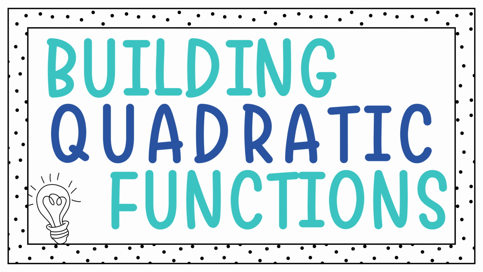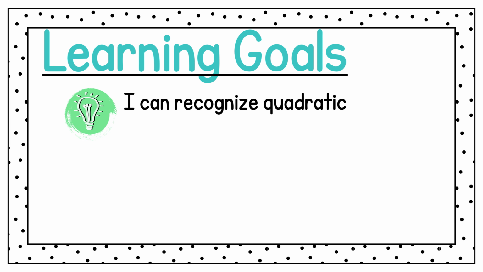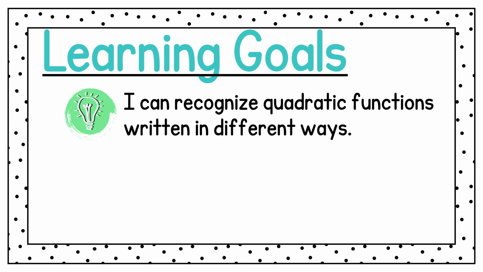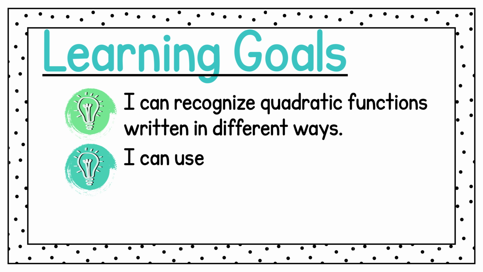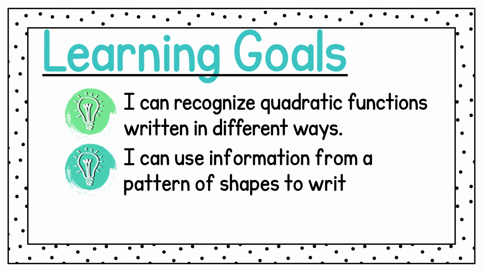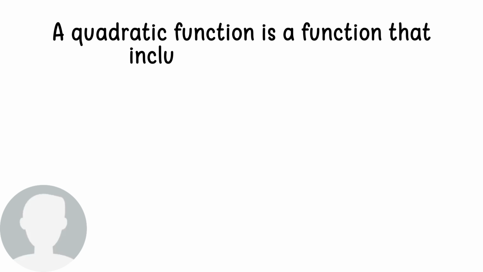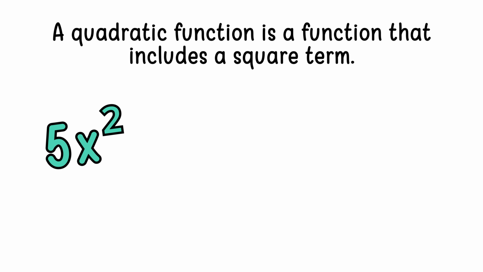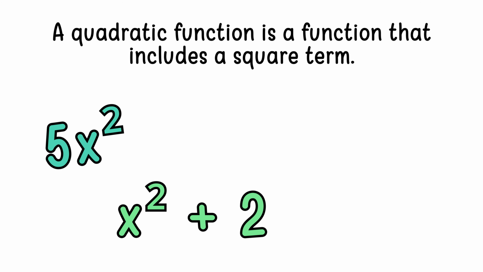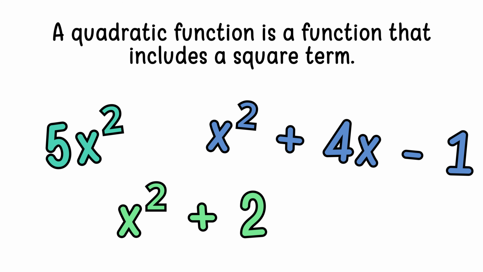Building quadratic functions. In this video, you'll learn how to recognize quadratic functions written in different ways. You'll also learn how to use information from a pattern of shapes to write a quadratic function. So a quadratic function is a function that includes a squared term, such as 5x squared, or x squared plus 2, or x squared plus 4x minus 1.